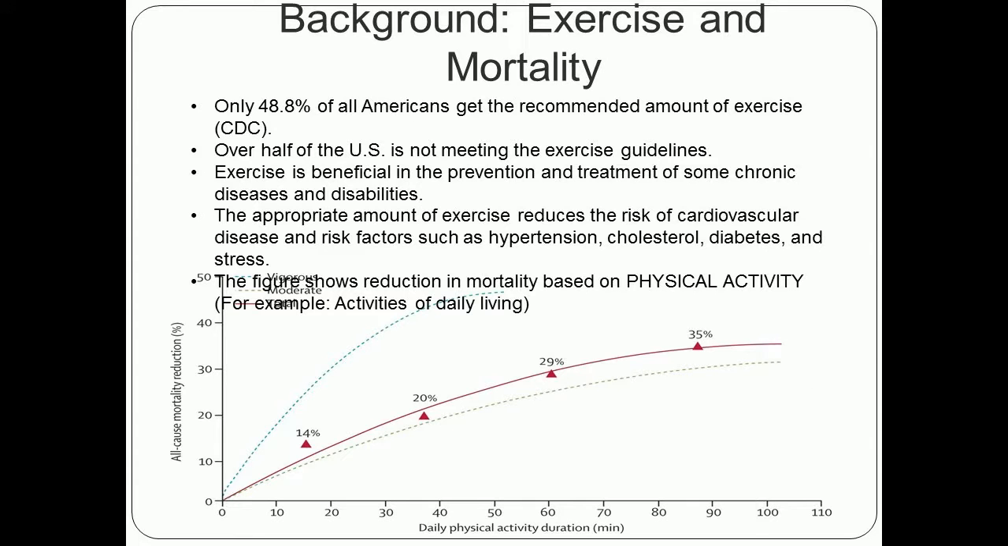Background, exercise and mortality. Only 48.8% of all Americans get the recommended amount of exercise, CDC. Over half of the U.S. is not meeting the exercise guidelines. Exercise is beneficial in the prevention and treatment of some chronic diseases and disabilities. The appropriate amount of exercise reduces the risk of cardiovascular disease and risk factors such as hypertension, cholesterol, diabetes, and stress. The figure shows reduction in mortality based on physical activity, for example, activities of daily living.